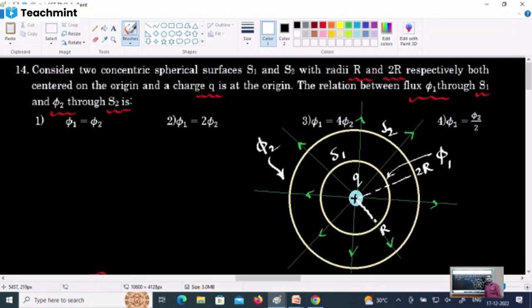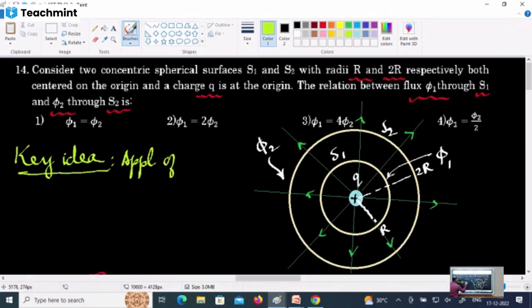So what is the relation between phi1 and phi2? This is the key idea. What is the key idea here? Key idea to solve this problem is application of Gauss law. What does Gauss law say? The total electric flux is equal to 1 by epsilon naught times q enclosed.